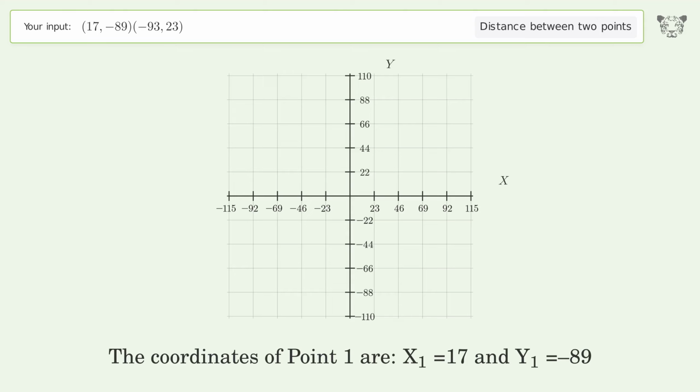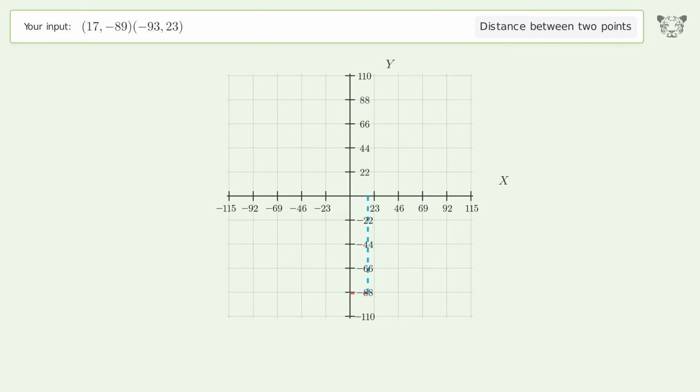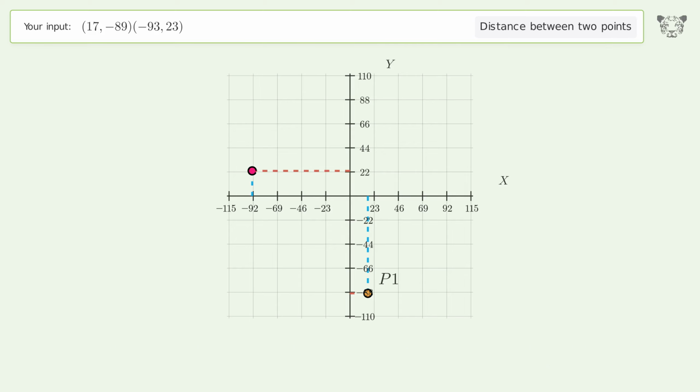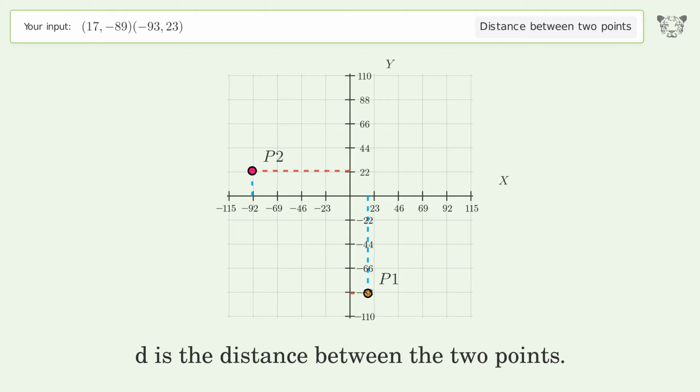The coordinates of point 1 are, x1 equals 17 and y1 equals negative 89. The coordinates of point 2 are, x2 equals negative 93 and y2 equals 23. D is the distance between the 2 points.